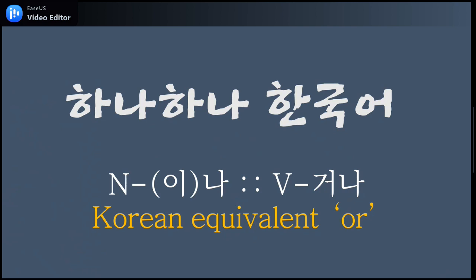So in English, you use or for either case of noun listing and verb listing. But in Korean language, you have to distinguish when you list nouns from listing verbs. Noun or noun and verb or verb are different.